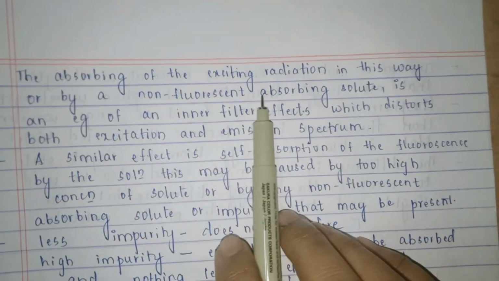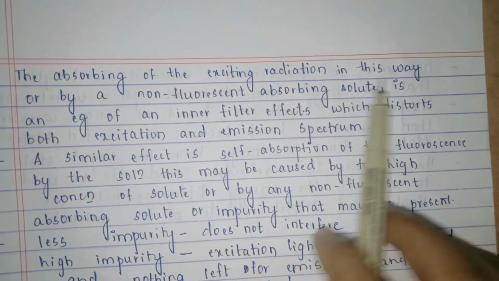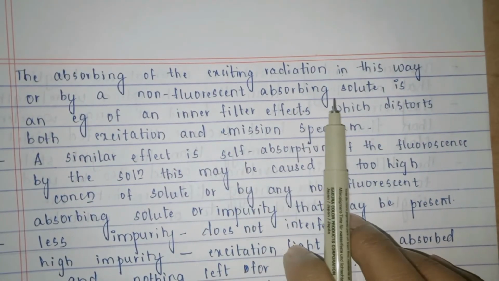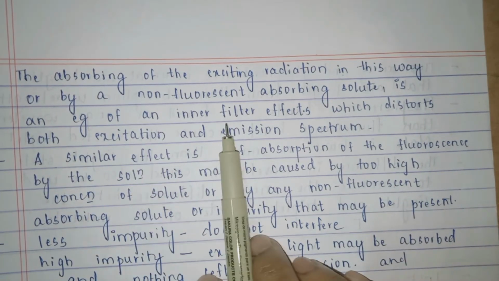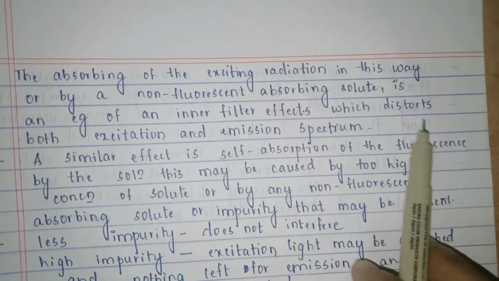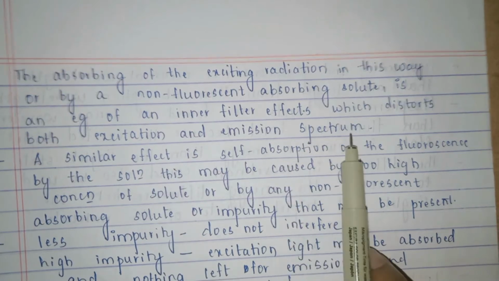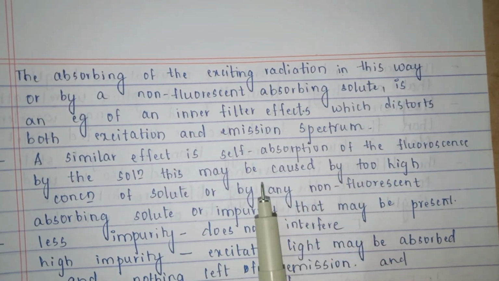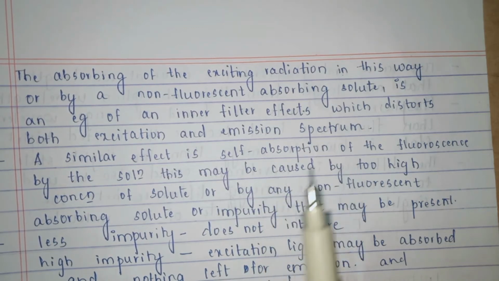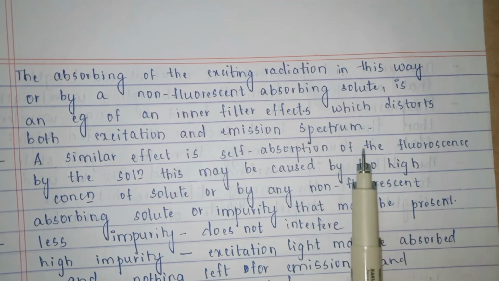The absorbing of the exciting radiation in this way, or by a non-fluorescent absorbing solute, is an example of inner filter effects, which distorts both the excitation and emission spectrum. The meaning of this is, if I make use of a weaker concentration, that means a lesser concentration, then I can get enough excited molecules and enough emitted molecules, that is, excited radiations as well as emitted radiation.